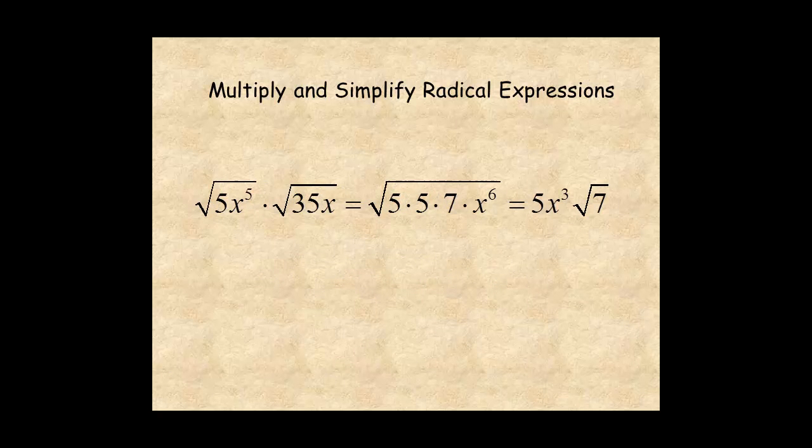For this example, combine the product of the two radicals. Factor 35 into 5 times 7. Then 2 factors of 5 is 5 squared, so factor out 5. X to the 6 is x to the 3 squared, so factor out x to the 3. 7 is left under the radical, and the final answer is 5x to the 3 radical 7.